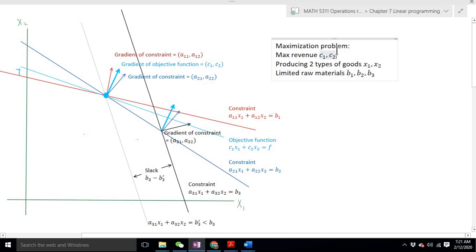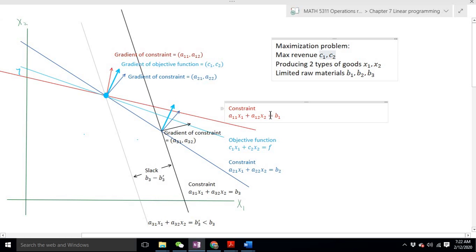Now you can write equations to express this, and these equations are represented by these lines here. So we have three constraints here. This red line is a constraint. The equation is A11x1 plus A12x2 equals B1. In other words, for raw material B1, good x1 requires A11, good x2 requires A12. And you're limited by the total amount of raw material, so you have this constraint.